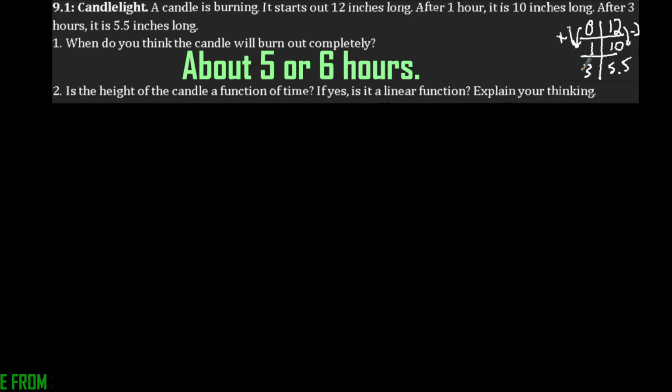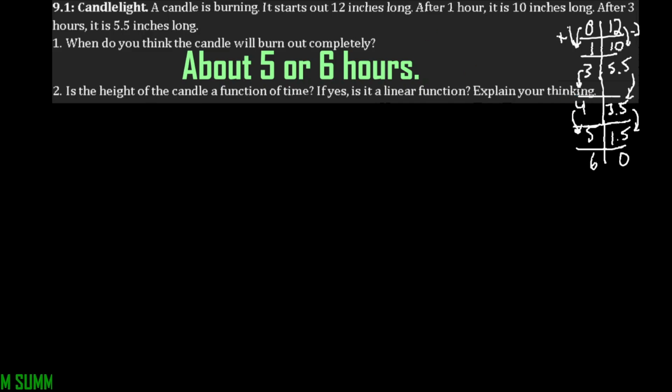If this goes to 4, my next one would be about 3.5, and then we go to 5, and 1.5. Around hour 6 for sure, it will be at least 0. So again, it will be in between 5 and 6 hours. Notice how I was able to make that pattern. As my x values increase, meaning as time goes along, my y values decrease.